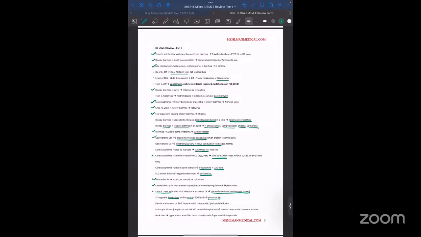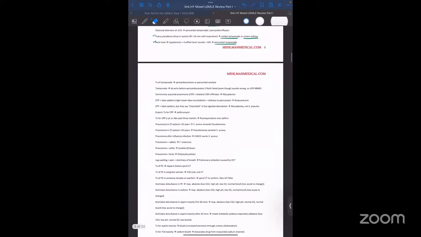Pulsus paradoxus is a drop in systolic BP of more than 10 millimeters with inspiration. This is cardiac tamponade, or severe asthma can also have pulsus paradoxus. Then we have Beck's triad, which is hypotension, muffled heart sounds, and JVD. This is seen in pericardial tamponade.